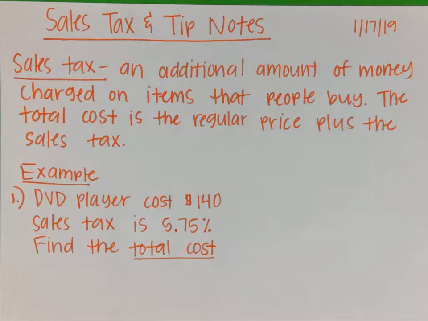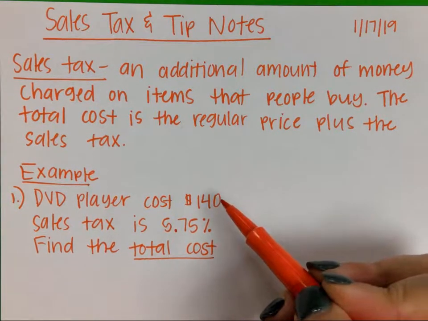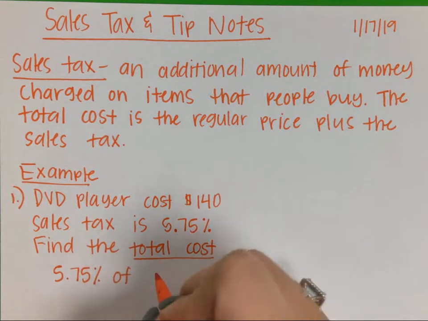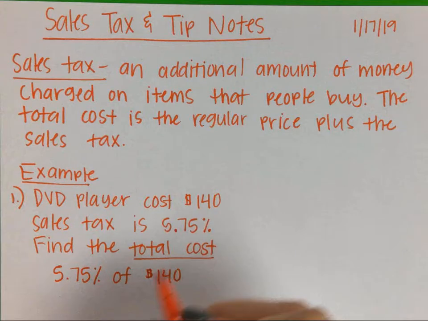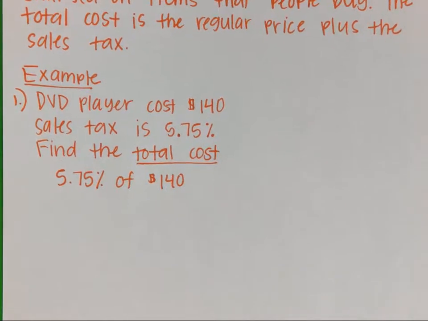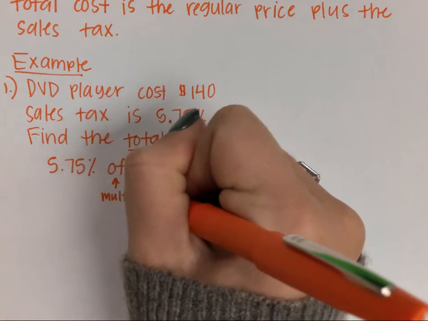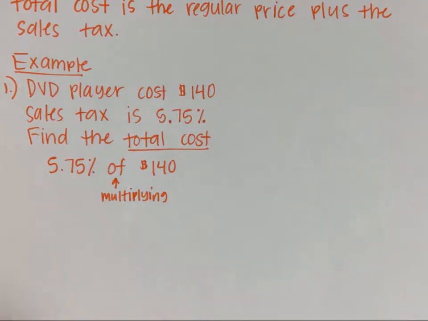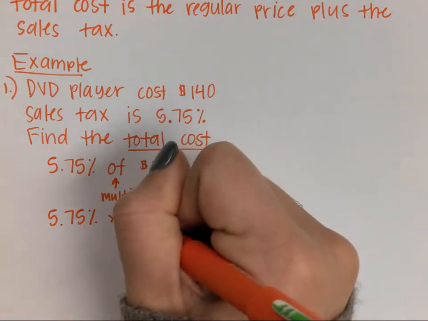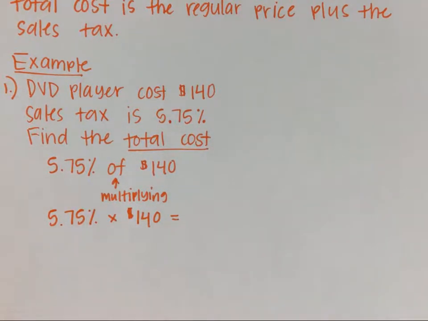Okay. So I know that the sales tax is 5.75% of the original price. Does anybody remember what "of" means? Like, what operation does it mean? It means to multiply, right? So this tells me that I'm going to be multiplying. What I'm actually multiplying is just the percent times the regular cost. So 5.75% times $140.